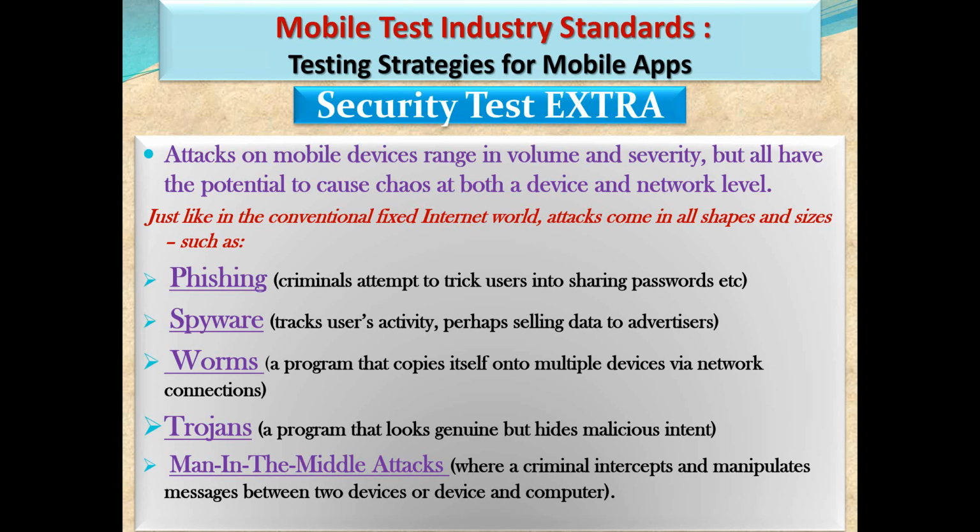So basically, let's discuss, there are 5 categories: phishing, spyware, worms, trojans, and the man in the middle attack. And what is phishing? Phishing is a form of fraud in which the attacker tries to learn information such as login credentials or account information by masquerading as a reputable entity or person in email or IM or other communication channels.